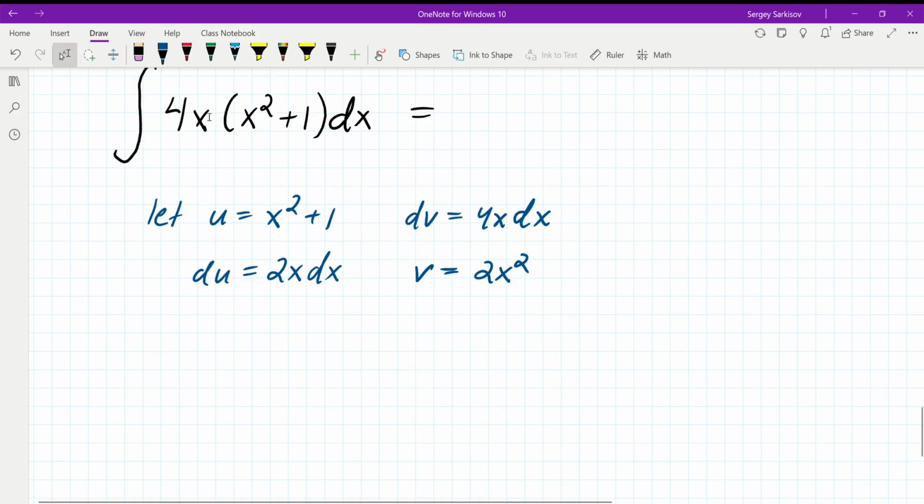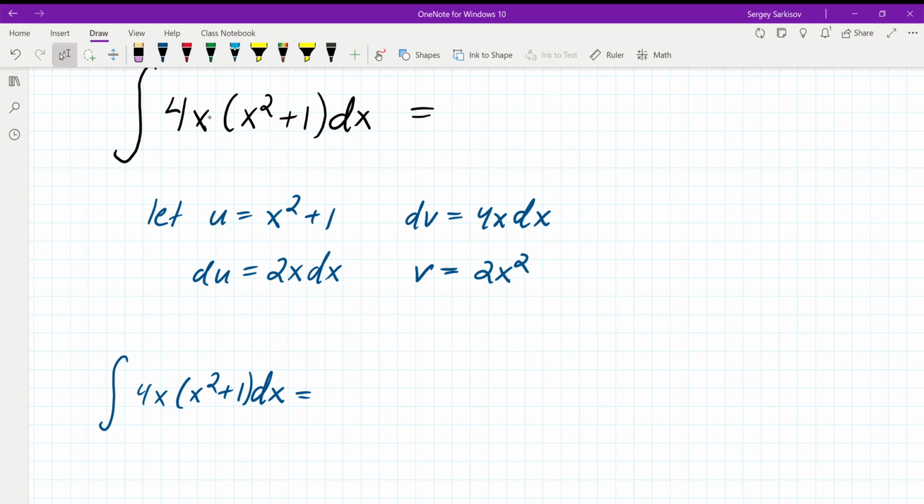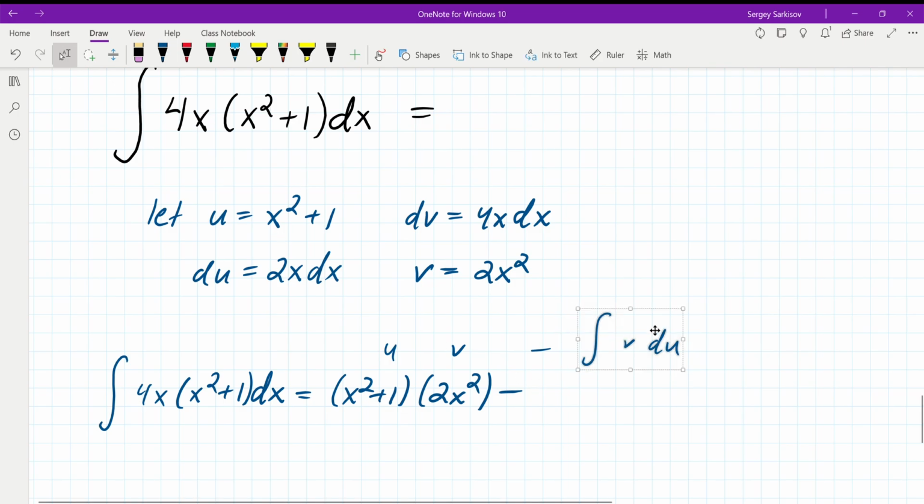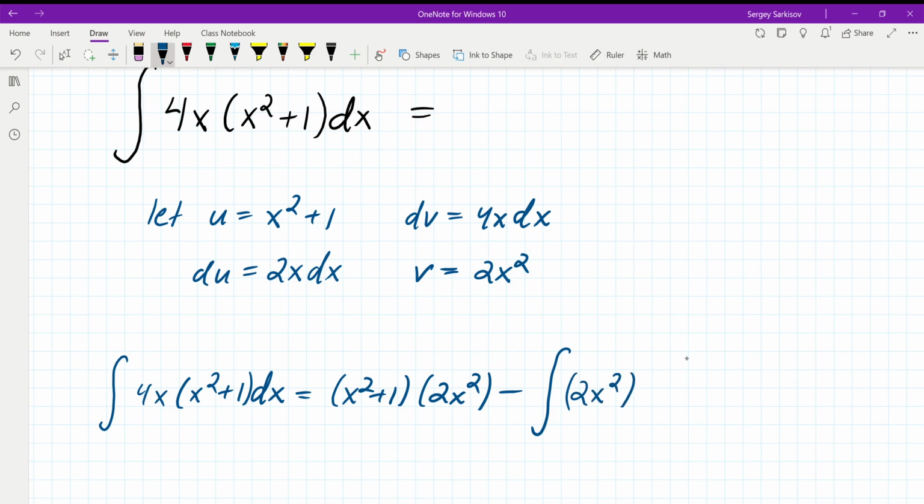So what we do now is say, the integral is equal to uv. Well, what's u and what's v? u is x squared plus 1, v is 2x squared. Minus the integral, remember what I told you? v du. Let me raise this so we're not confused with what I have written below. So look, the integral of what? v, which is now 2x squared, and then du, that's going to be the 2x dx. Cool, right? So this should work.